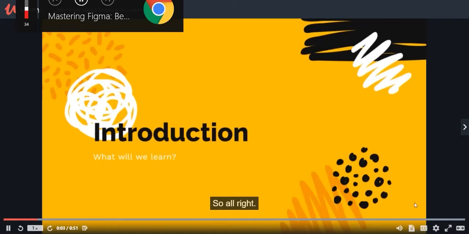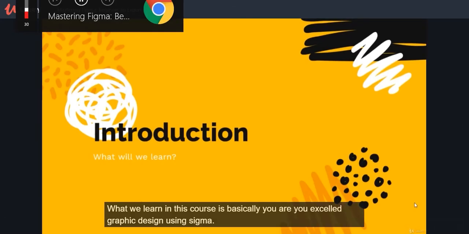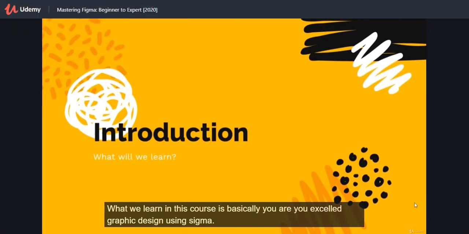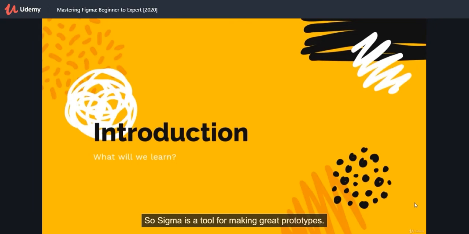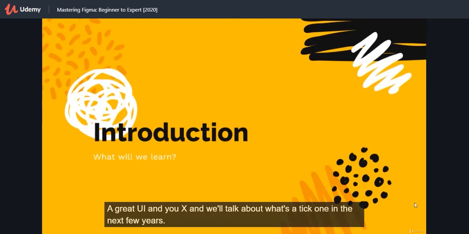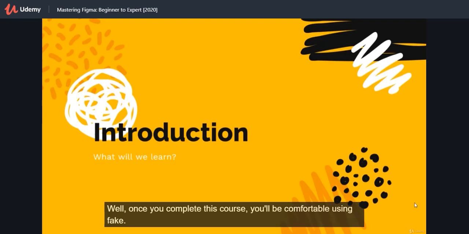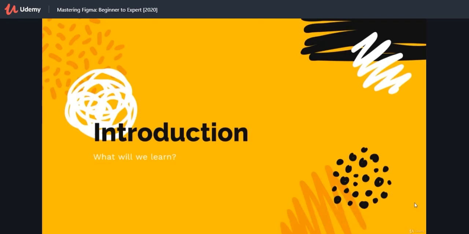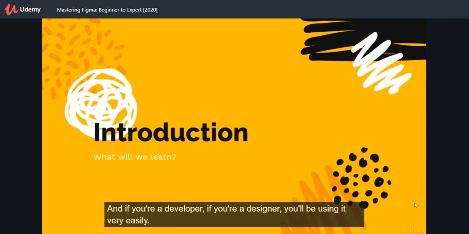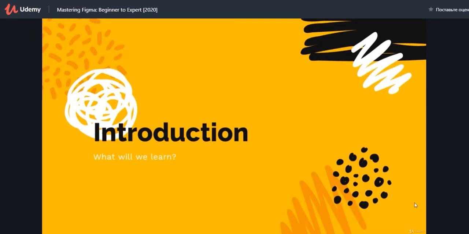Hello everybody. What we'll learn in this course is basically UI, UX and graphic design using Figma. Figma is a tool for making great prototypes, great UI and UX, and we'll talk about what Figma is in the next video. But once you complete this course, you'll be comfortable using Figma, and if you're a developer or a designer, you'll be using it very easily and fluently.